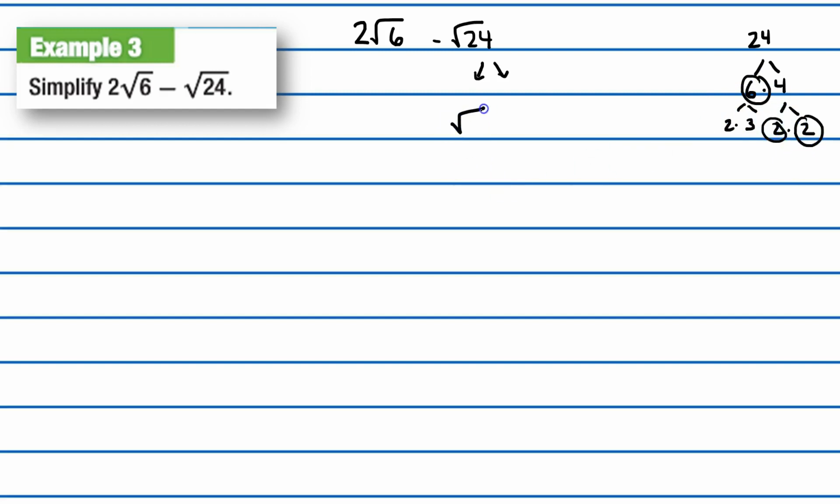So I'm going to have it as the square root of 6 times the square root of 4, because that is still equal to the square root of 24. I'm just rewriting it in a way that will help us. And then I have this 2 times the square root of 6, minus the square root of 6 times the square root of 4, which is just 2. So I'm going to replace that there. Now, 2 times the square root of 6 minus 2 times the square root of 6, that is 0. And that's it.